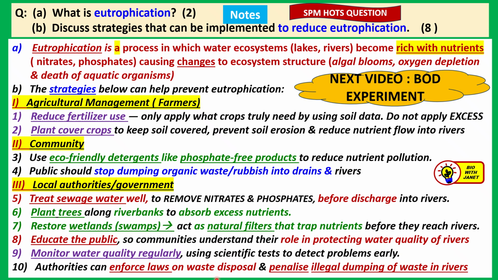And lastly, authorities can enforce laws on waste disposal and penalize illegal dumping of waste into the rivers, especially check on the companies, right? And maybe also individuals who may be dumping organic waste into rivers.